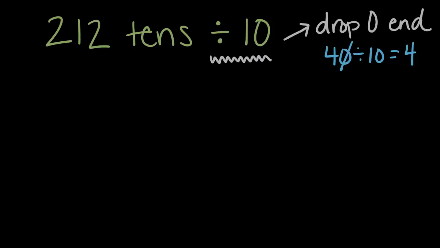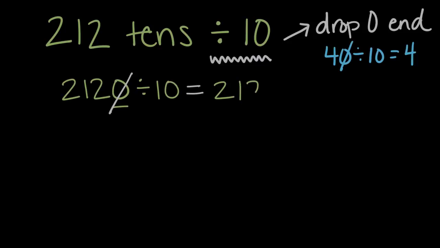If you divide 40 into groups of 10, you have 4 groups. Let's use that over here. We have 212 tens. So 212 tens, that's how we got the 0 there. And we divide that by 10. We can use this first pattern we thought of and just drop the 0 on the end. Let's drop that 0, and our answer will be 212.